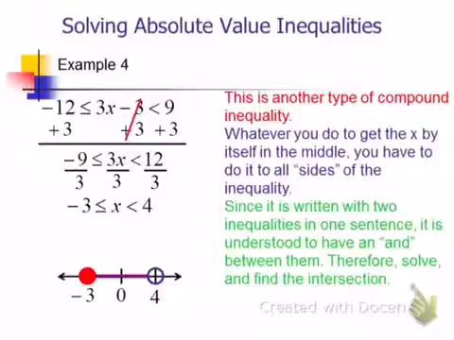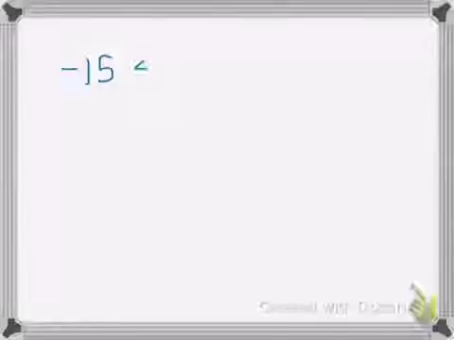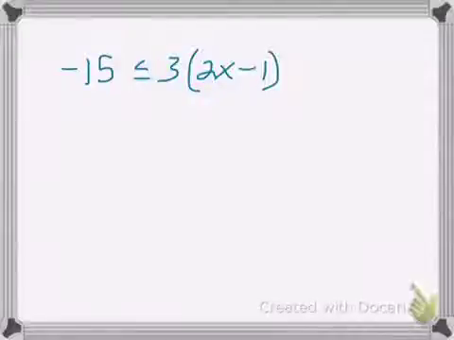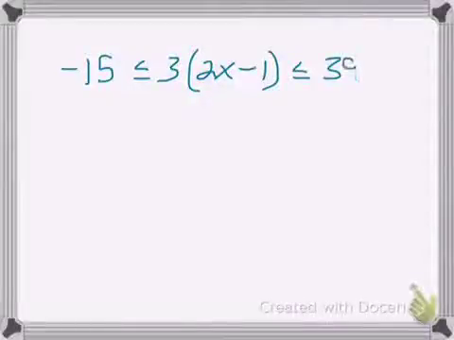I'm going to throw in one other example like this because it's new. I think you need another one. If we had something like -15 is less than or equal to, write this down with me, 3 times 2x minus 1, which is less than or equal to 39. Last example. Distribute, right? Yeah, distribute. Now we're going to do one more.